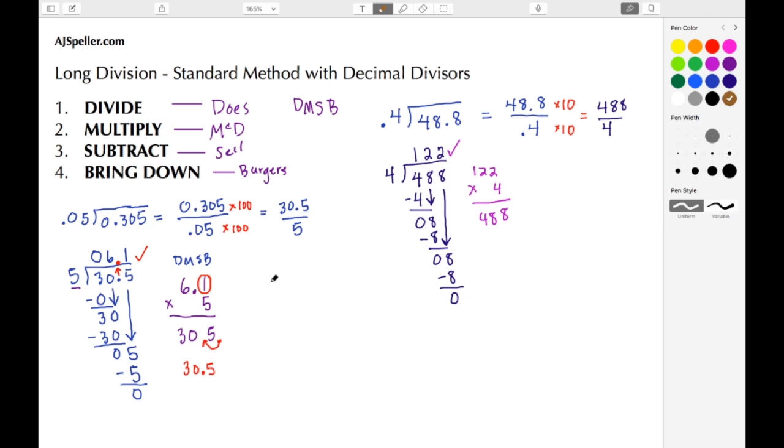Let's say our divisor is 7 thousandths, and our dividend is 7 and 14 hundredths. Let's rewrite this. Matter of fact, I'm going to put it over here. My dividend is my numerator, so 7 and 14 hundredths, and my denominator is the divisor, which is 7 thousandths. I need to make this a whole number.